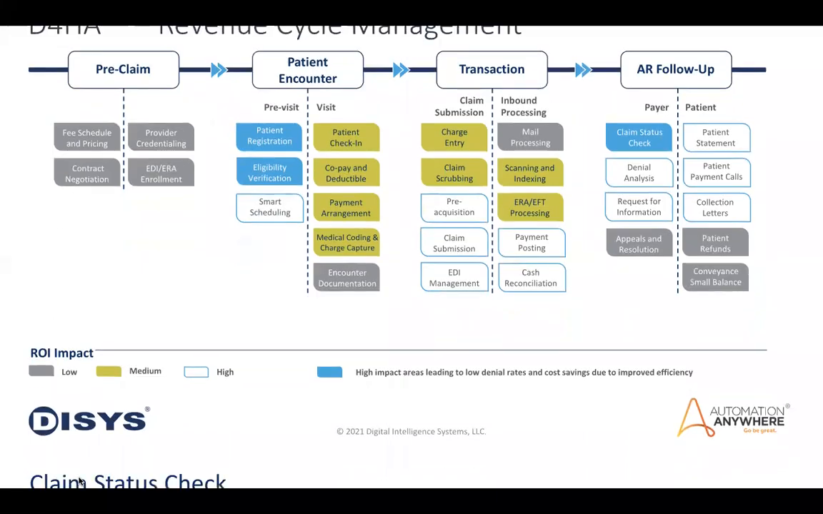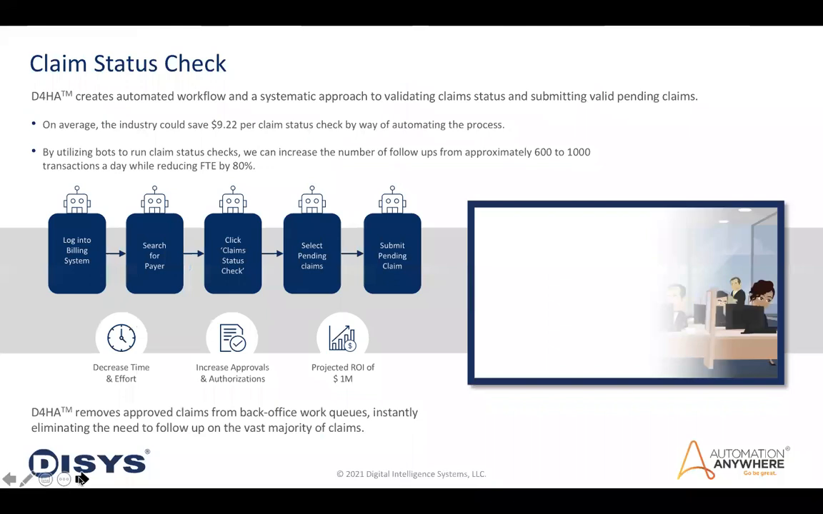So with that, the first one we wanted to showcase to you is the claim status check, right? So D4HA, we have created an automated workflow and that can validate this claim status and submit only pending claims. So normally this is very manpower heavy, and we have seen that on average, the industry could save around $9 per claim status check by way of automating these processes. Second thing is that we can utilize these bots to run claim status check, and we can improve the productivity, and we can increase approximately from 600 to 1,000 transactions a day while reducing the full-time equivalent manpower by 80%.